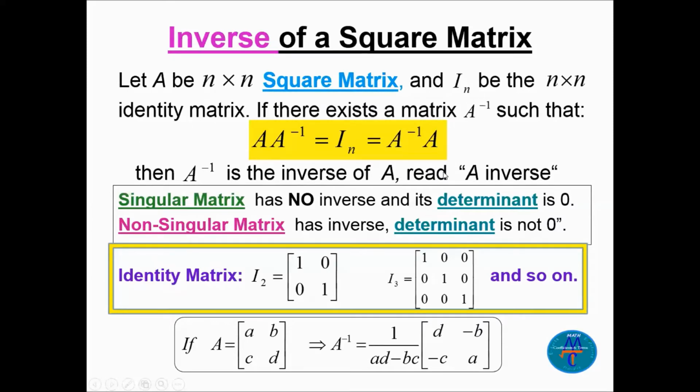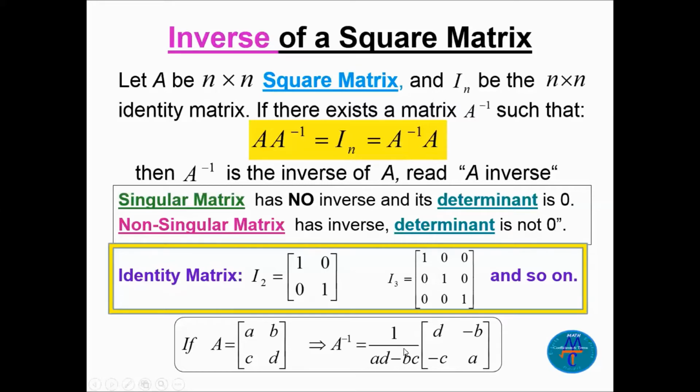Now we can read this as A inverse. This is not 1 over A, there is no division there. And now one more thing, singular matrix. We call the matrix singular if it has no inverse and its determinant is 0. We call the matrix non-singular if it has an inverse and the determinant is not equal to 0.